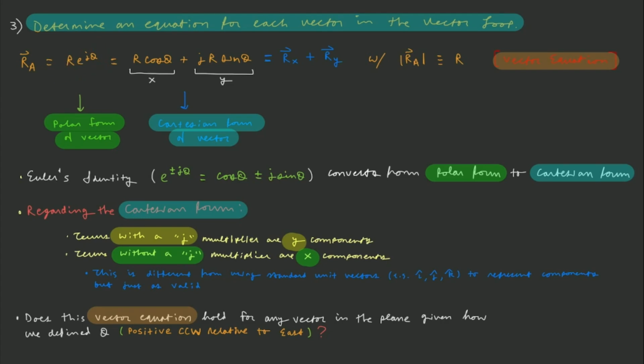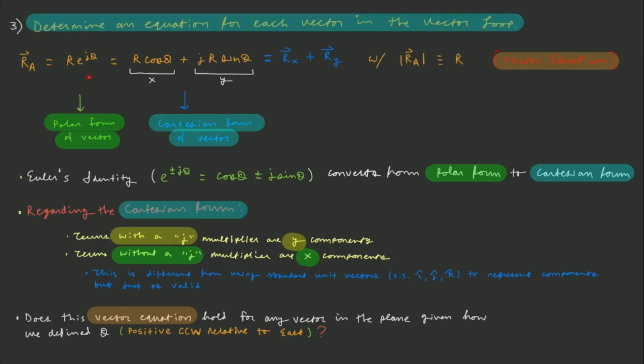And Euler's identity says e to the j theta power, which you see right here, is equal to cosine theta plus j sine theta, or e to the negative j theta power is equal to cosine theta minus j sine theta. Now, if we were to represent our vector with this form, essentially we have r times cosine theta plus j r times sine theta, which comes from Euler's identity plugged in here, with the magnitude of the vector r distributed to both terms. So what we're going to posit is that this is equal to rx plus ry. And again, the magnitude of RA is equal to R, as represented here.